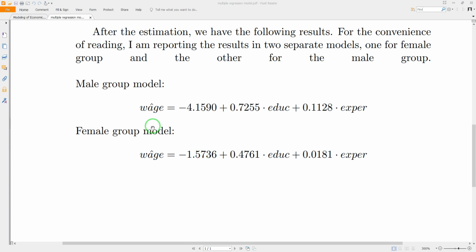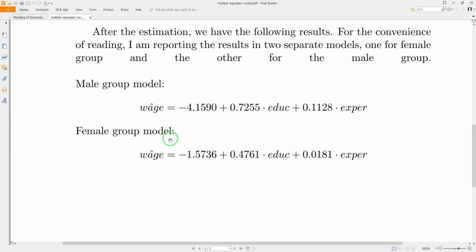So here, as you can see, I finished my calculation. This is for the male group. For the same male, with the same years of experience, with a 1 year increase in education, you can see a $72.55 increase in the wage. Okay, if someone has 0 years of education with 0 years of experience, their wage is actually negative $4.1590. Okay, with the same people with the same level of education, with a 1 year increase in experience, that will give you an additional $0.1128 increase in the wage. This is for the males, okay?